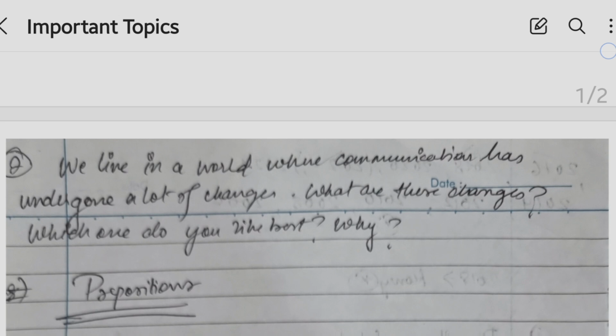And social media itself has changed a lot. It is no longer the social media it used to be 5 years ago, or 6 years ago, or 10 years ago. So we live in a world where communication has undergone a lot of changes. What are those changes? How has communication changed? One of the aspects of communication is social media, so you talk about that. Which one do you like the best? Why? Again, a kind of descriptive essay, but one which I thought was unique and might have a chance of coming in your examination.